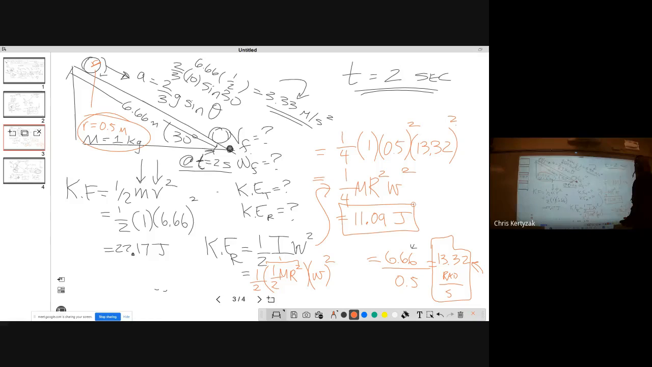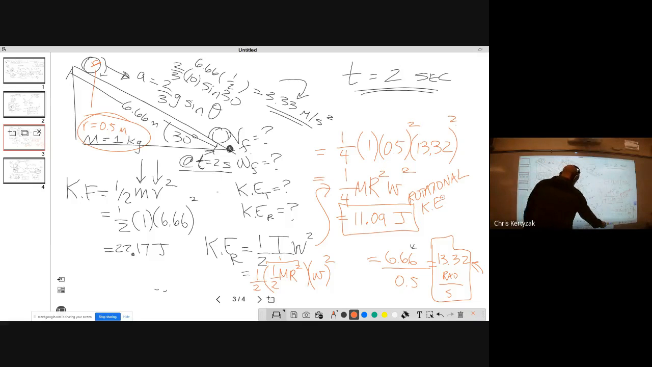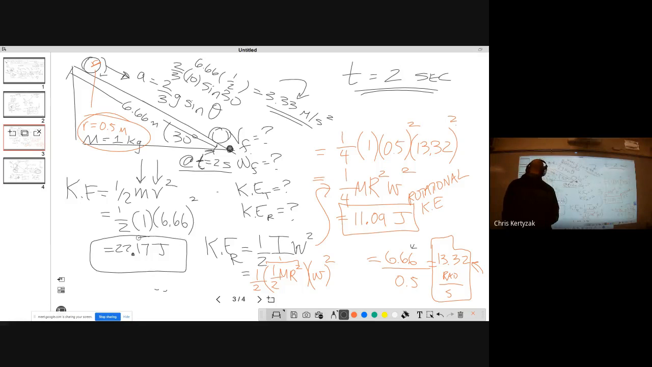So that means if I have the rotational kinetic energy, that's what this is. And if I have the linear kinetic energy over here, or translational, they usually call it linear kinetic energy, then at the bottom of the ramp, what is the total mechanical energy? 22 plus 11, about 33 joules, right? Because there's no potential energy left. It's at the bottom of the ramp.